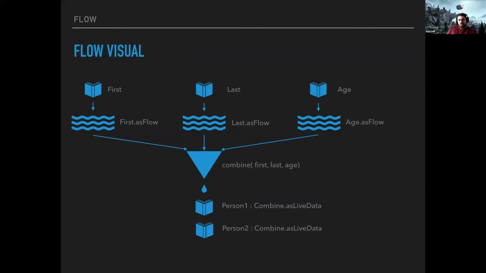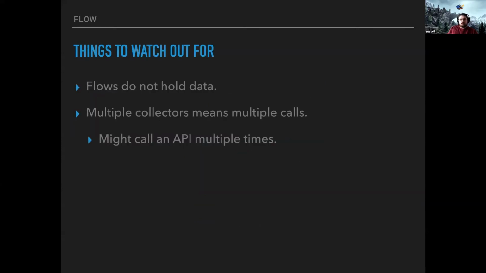So first, last, age would be live data. Then you can change them all to flows. You can combine them, and then the little things at the bottom, you basically can turn them all back into live data. And I will go over actual code because I learn better.